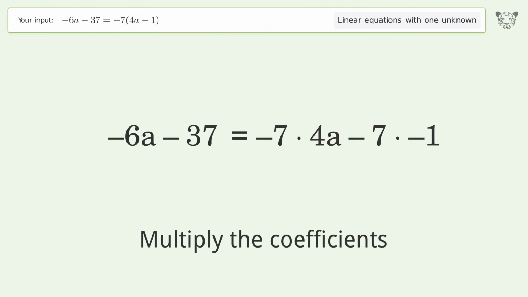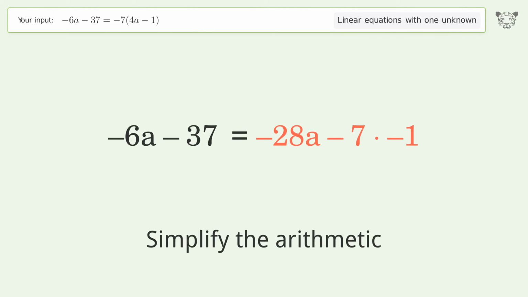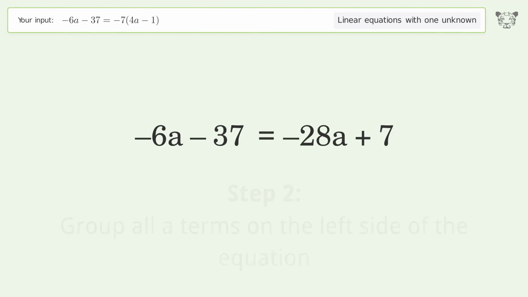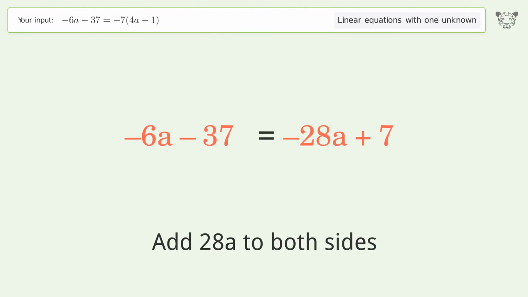Multiply the coefficients. Simplify the arithmetic. Group all a terms on the left side of the equation. Add 28a to both sides.